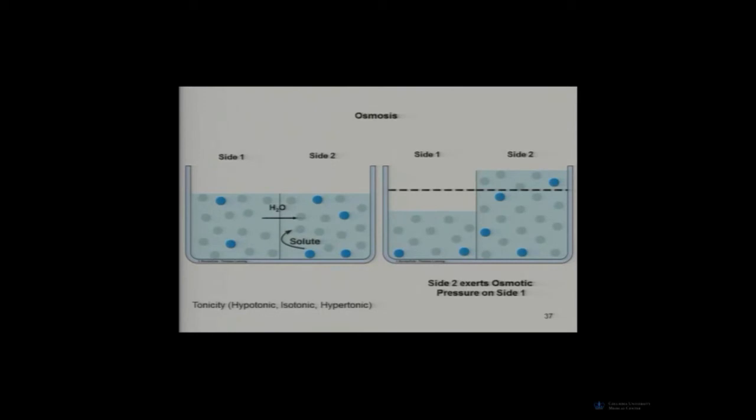So if this cell is bathed in a solution that is isotonic, what is the osmolarity of this solution? 290. Okay? No net movement of water.